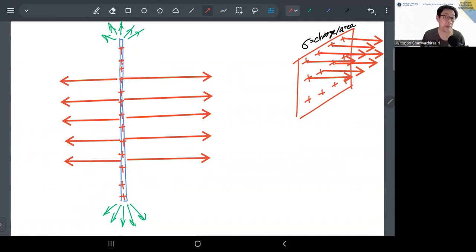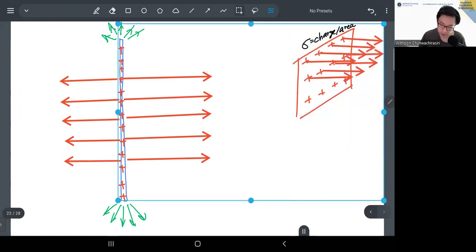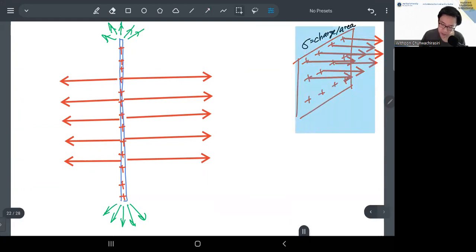Right? Remember, we want to pick a surface that allows us to calculate the flux in a very simple way. We don't want to integrate this, we don't want to integrate that here and there. So what should be the shape for us to be able to calculate?